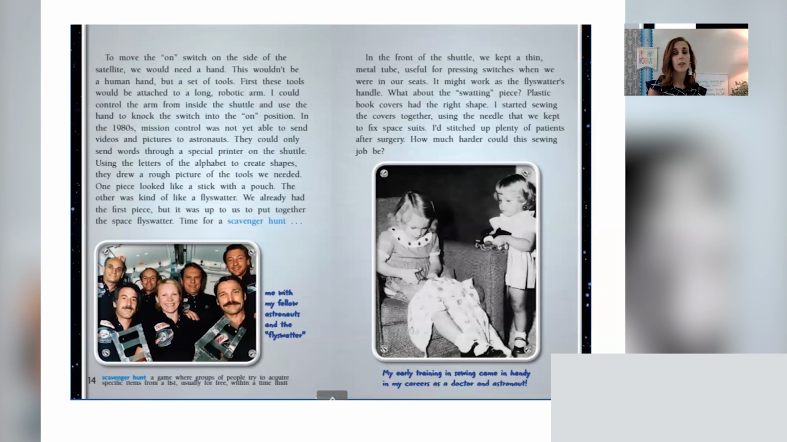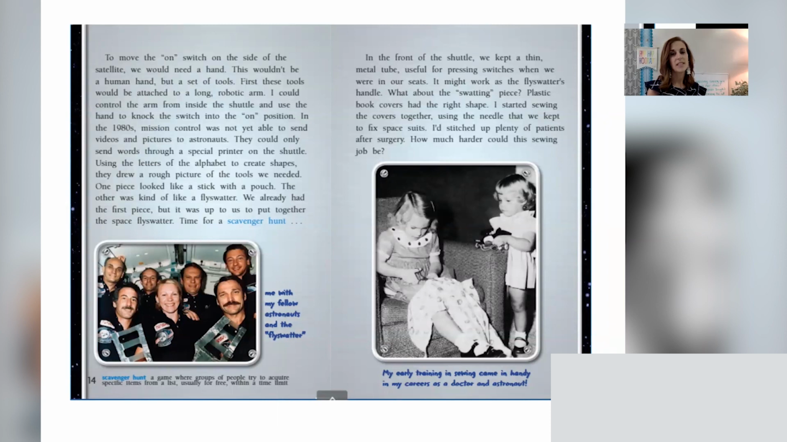special printer on the shuttle. Using the letters of the alphabet to create shapes, they drew a rough picture of the tools we needed. One piece looked like a stick with a pouch. The other was kind of like a fly swatter. We already had the first piece, but it was up to us to put together the space fly swatter. Time for a scavenger hunt. And I see the picture at the bottom of page 14. And the caption says, "Me with my fellow astronauts and the fly swatter."